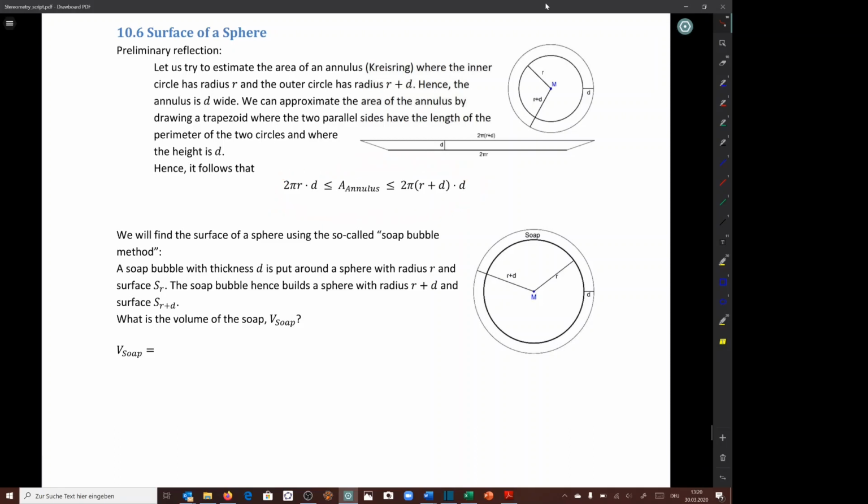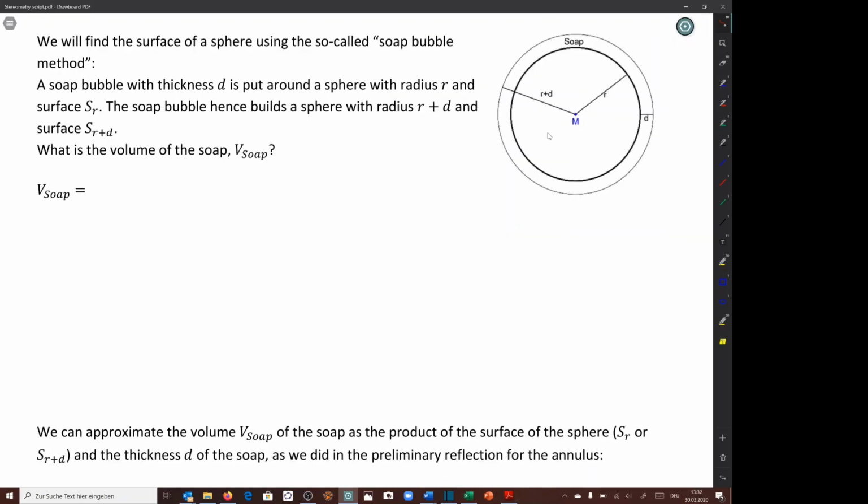Now let us find the surface of a sphere using the so-called soap bubble method. We put a soap bubble of thickness d around the sphere with radius r. Here we see the cross-section, so here is the original sphere. There is a soap bubble just around the sphere, and then r plus d is the radius of the soap bubble. Let us now find the volume of the soap.